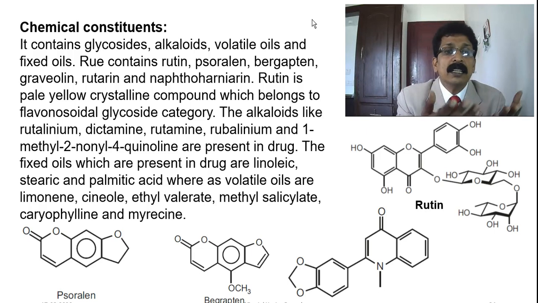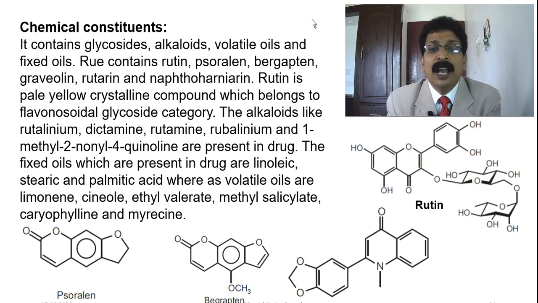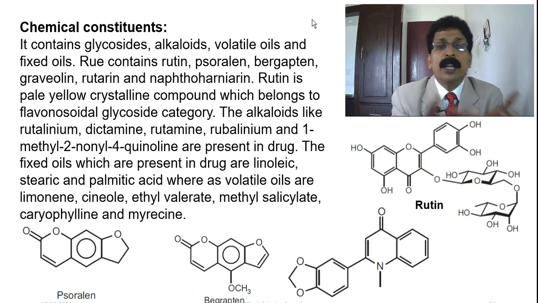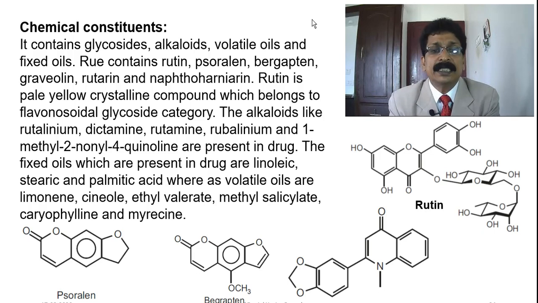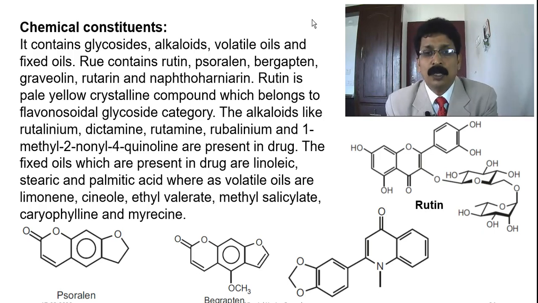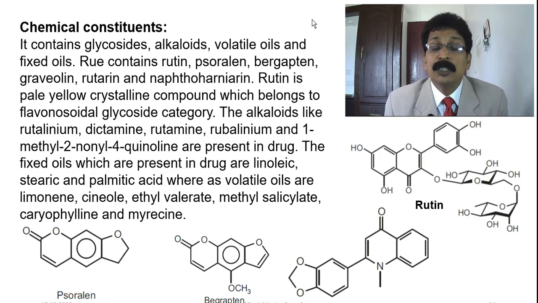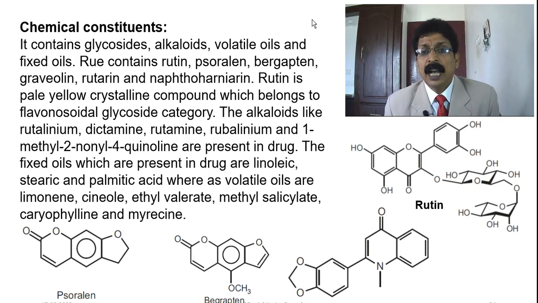You see there is a 6-membered lactone ring with benzene and one 5-membered ring. The 6-membered ring will have a double bond, the 5-membered has none. When it is dehydrogenated, one double bond is added, and automatically you will get bergapten from psoralen.